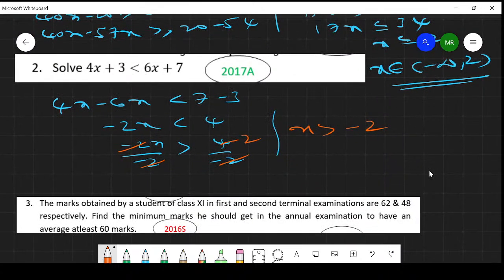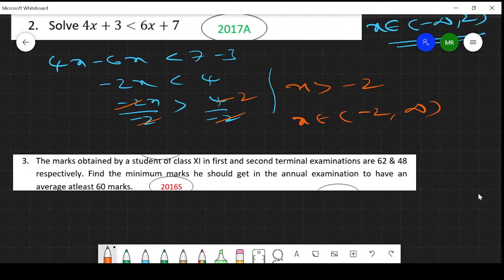They didn't mention anything here. Greater than minus 2: if they mention natural numbers, then you will get 1, 2, 3 and so on. If they say integers greater than minus 2, you will get minus 1, 0, 1, 2, 3 and so on. But here they have not mentioned anything, so I can write the solution set as x belongs to minus 2 to infinity. If they mention a set, you should write your answer according to that. Minus 2 comma infinity. See the next one.